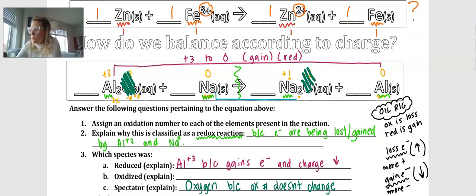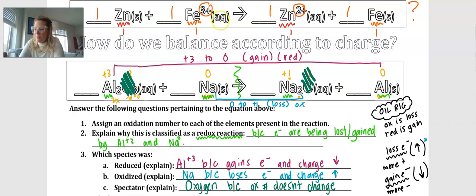Okay. Next, we're going to be looking at the oxidized. Well, Na goes from 0 to +1. That's going to be a loss of electrons and an oxidation. Again, our loss of electrons means our charge is increasing. So Na, because it loses electrons, its charge is going to increase.